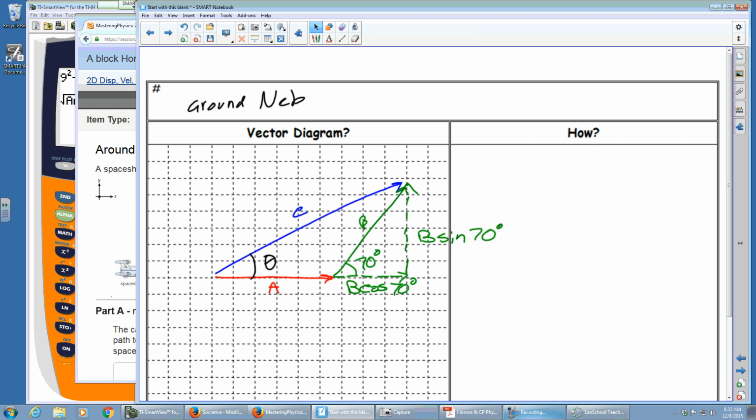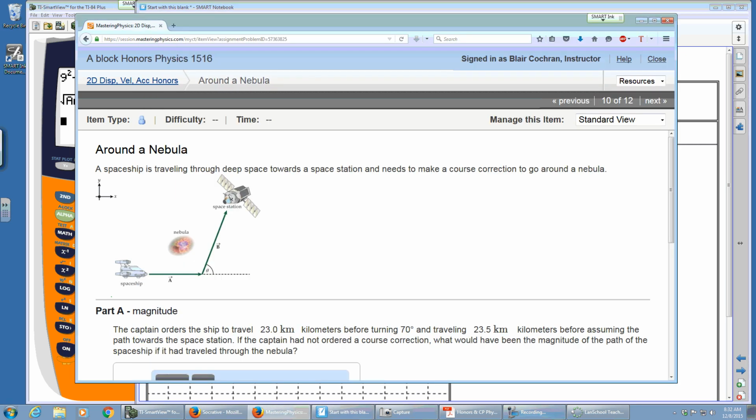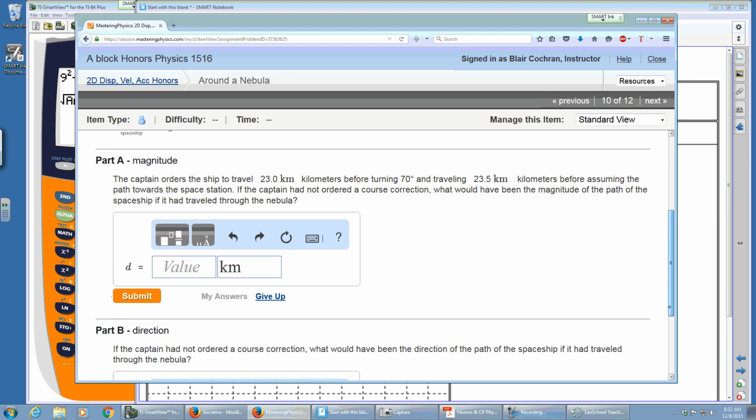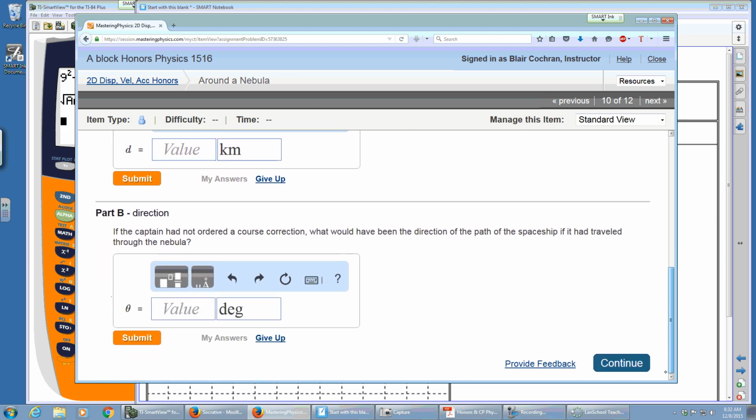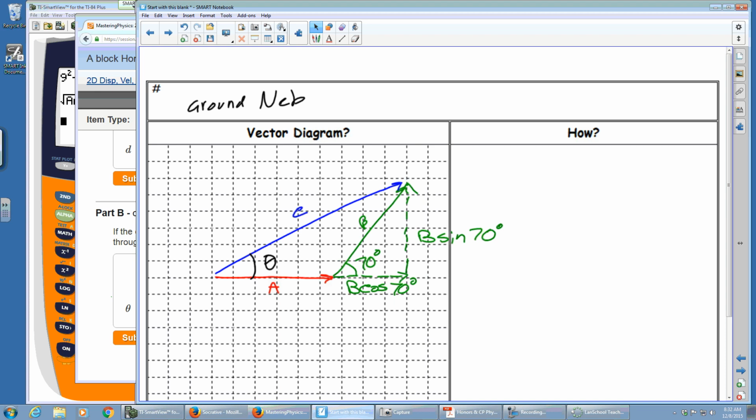I believe, let's make sure. Displacement. And what would be the direction of the path of the spaceship if it had traveled through the nebula? So yeah, they want to know what angle is there. But seeing that you can add the components there and have a big right triangle is kind of key to being able to understand this one. Whenever you can, make components and see if it makes your life easier. Yeah.